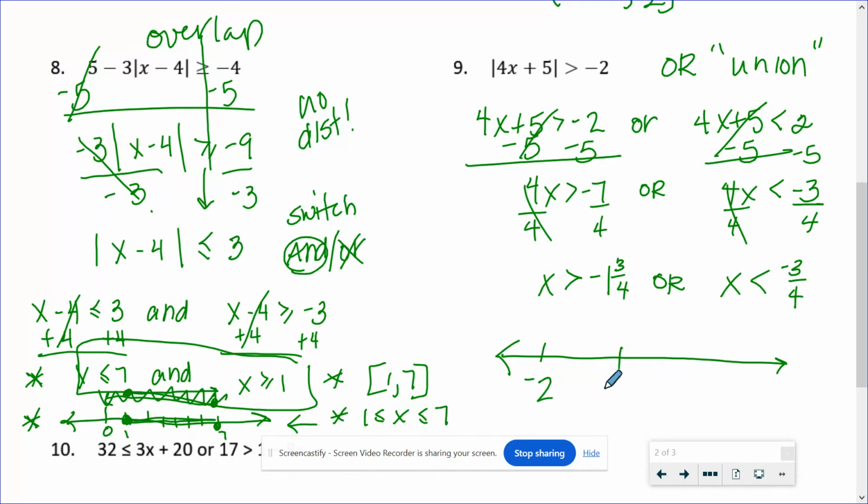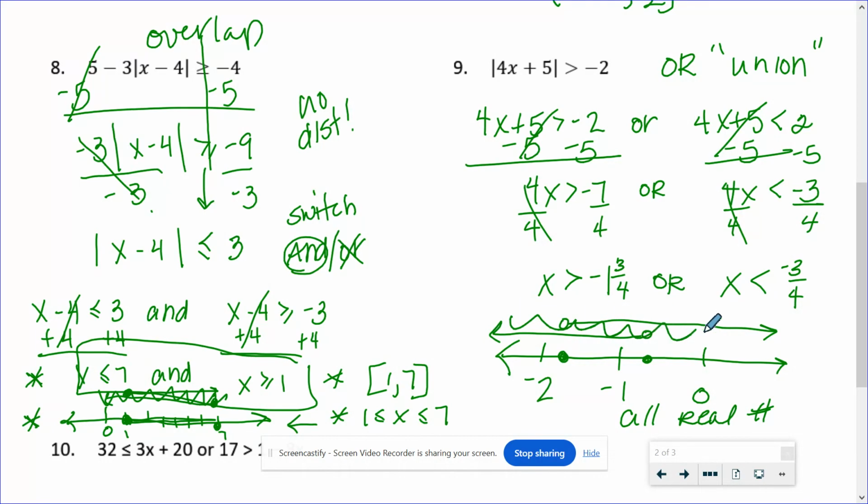Let's go with negative 2, negative 1, and 0. And negative 1 3/4 would be about right here. So everything greater than negative 1 3/4 would go this way. And negative 3/4, let's go about here. So that would be everything this way. And if it's the union, which means it can be in either one, then it's all real numbers. It's every number. So our final graph would just be the whole number line. Or we could say negative infinity to positive infinity.